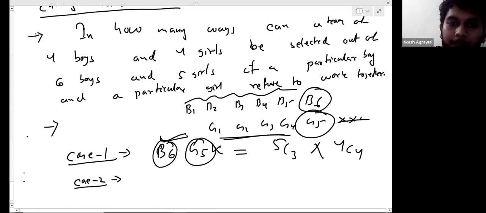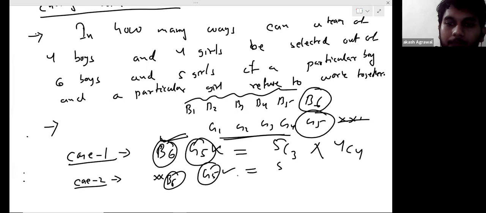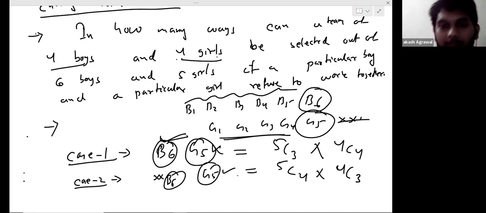Yes, Afaf, clear, right? Yes, sir. Okay. Case 2 is B6 नहीं जा रहा, G5 जा रही है. Who can tell me? 5C3 times 5C4? Think again, how many boys and how many girls we have to select? 5C4 into 5C3. No. 4C3, because the girl is already selected. 4C3. Yes, right.